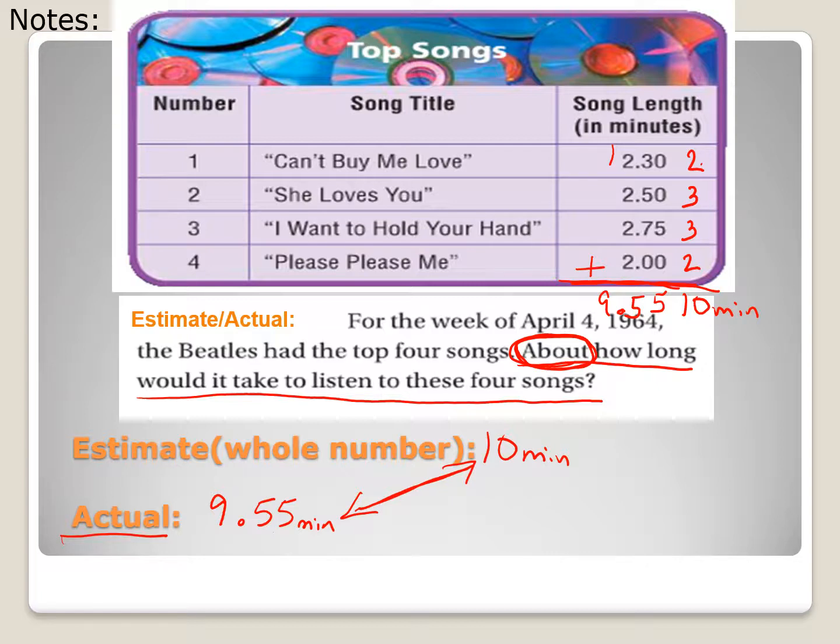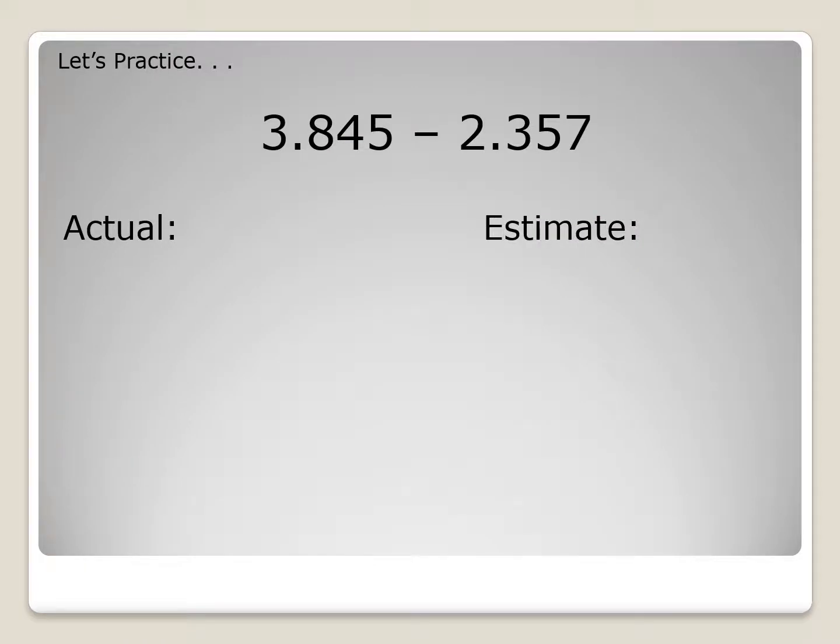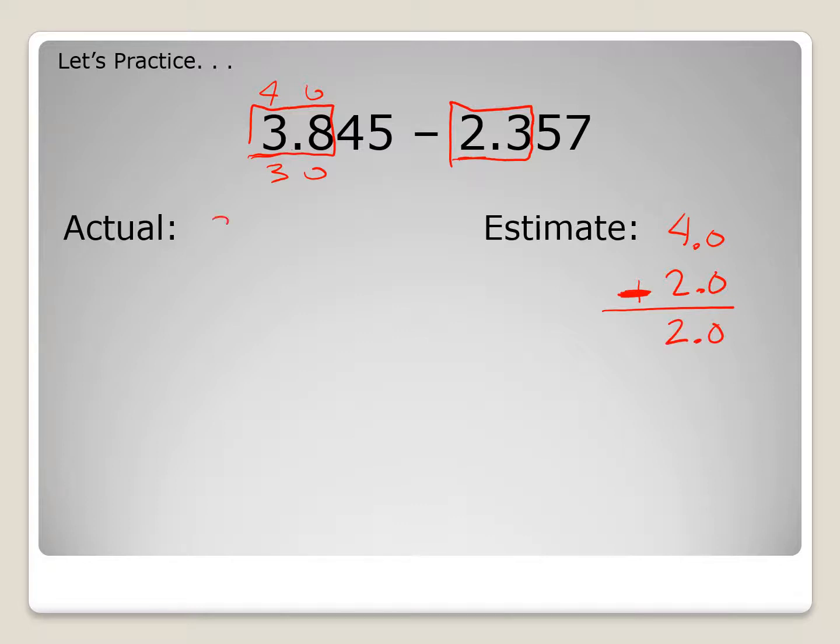So let's do a couple practice problems. So first thing I want to do is estimate. Remember my bookend problems. I want to estimate to my largest place value. So my bookend here is 30 and 40. And I know that 3 8/10 is closer to 40, or 4 whole. 2 3/10 is closer to 2. So if I subtract them, 4 minus 2 is about 2. Let's find the actual. 3 845 thousandths minus 2 357 thousandths.